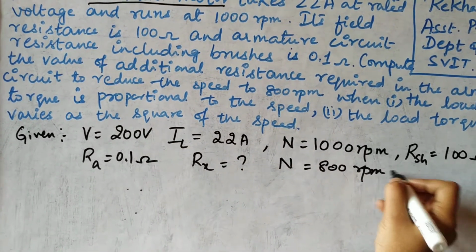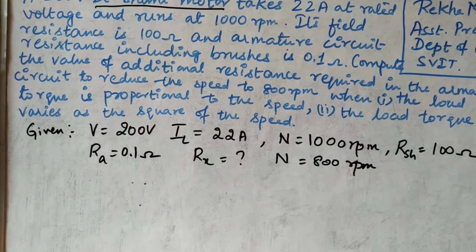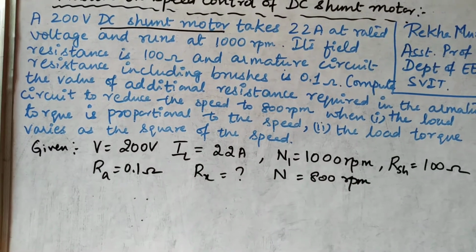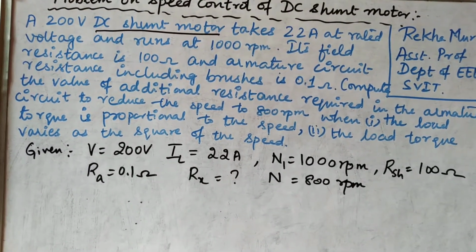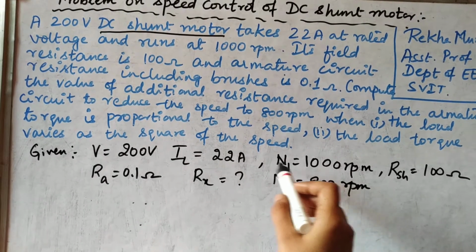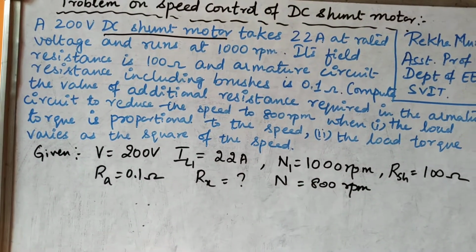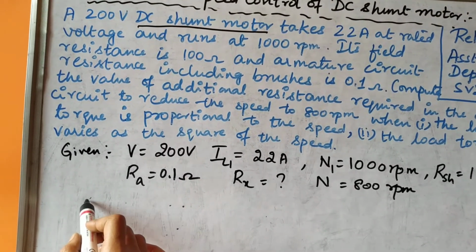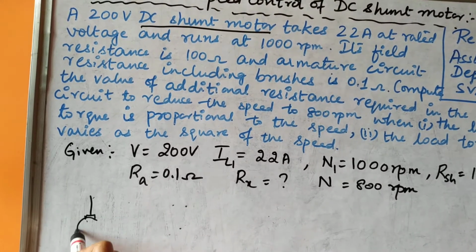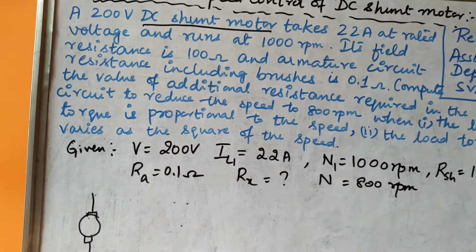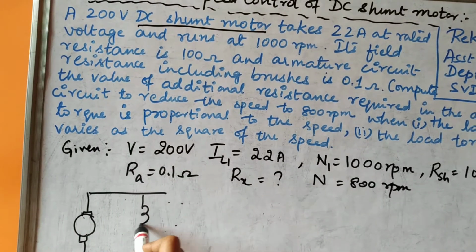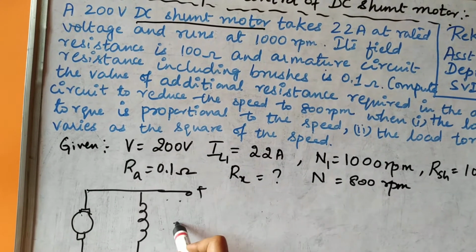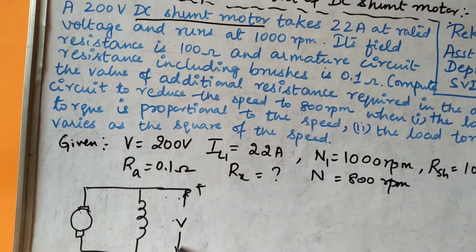Therefore you can see that we have to draw two circuits. The first circuit is the normal circuit which runs with the speed of 1000 rpm. Let me denote the speed as N1 and the line current as IL1. Let us draw the circuit of the DC shunt motor, where the armature is in parallel with the shunt field winding, and the supply voltage V of 200 volts is applied.